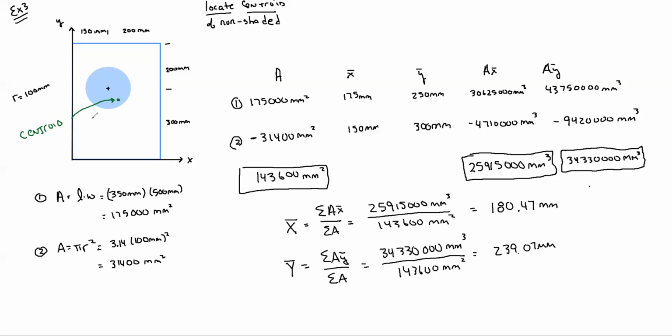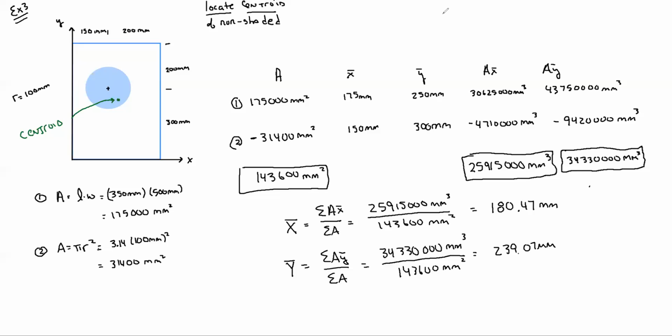That should make sense, right? Normally it would have been in the middle. The exact middle would have been at 250, 175. But because I've got some material out, that would shift it over. So in my head, that makes sense.